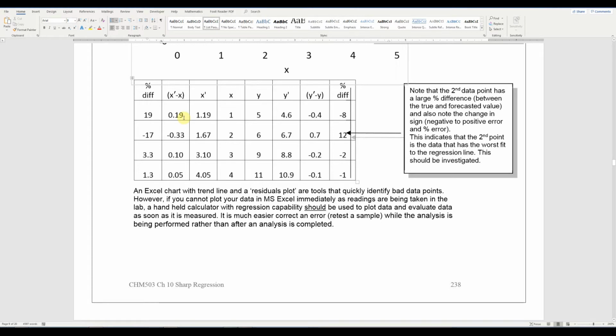Then I calculate the percentage difference between the forecasted value and the measured value. So here's the difference divided by the measured value times 100 gives you 19%. I'd like you to do that in Excel. I'll show you the sheet.